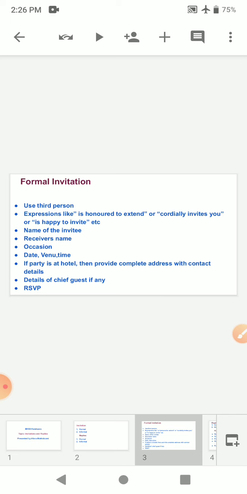Then you will write date, venue, time, and this date, venue, time should be clearly mentioned. In case the party is being organized at some other place, maybe sometimes we do not organize the party at our home, we organize it at a hotel, then you have to mention the complete address of the place, along with the contact number. So everything has to be clearly mentioned.